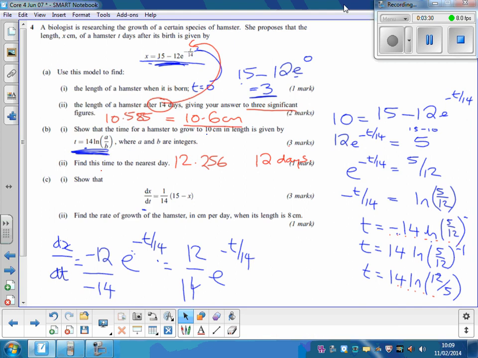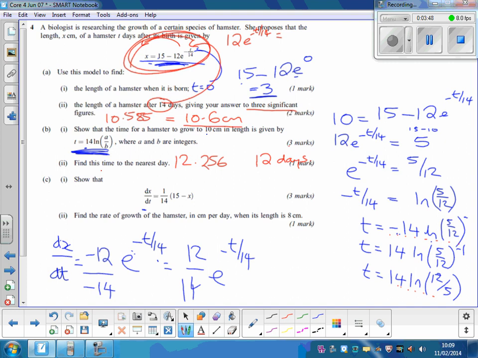The interesting thing about that is it looks very similar to what we started with. And if I take this thing here and try and rearrange it again, I could say that 12 e to the minus t over 14, if I add that on that side and take off the x, that's the same as 15 take away x. Look, if I divide both sides by 14, they're still equal. And look, that's exactly what I wanted here. Now you're going to need to do a bit more showing that, but that would be the way of doing it. So we've got 15 take away x over 14.